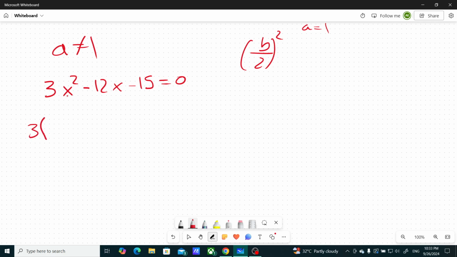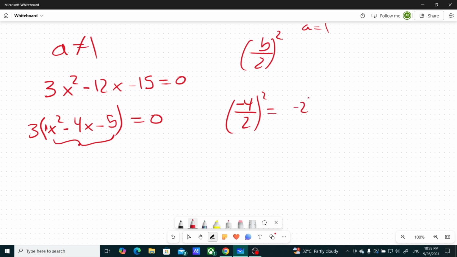of everything. So 3x squared divided by 3 is x squared, minus 12x divided by 3 is minus 4x, and minus 15 divided by 3 is minus 5, and this is going to equal 0. Now I will work on this inside trinomial to make it a perfect square trinomial, just like I was working on the previous examples, as now a is 1. Okay, so from here I will have b over 2 squared, so my b is negative 4 over 2, all squared. That is going to equal negative 2 squared, so it's going to equal 4.